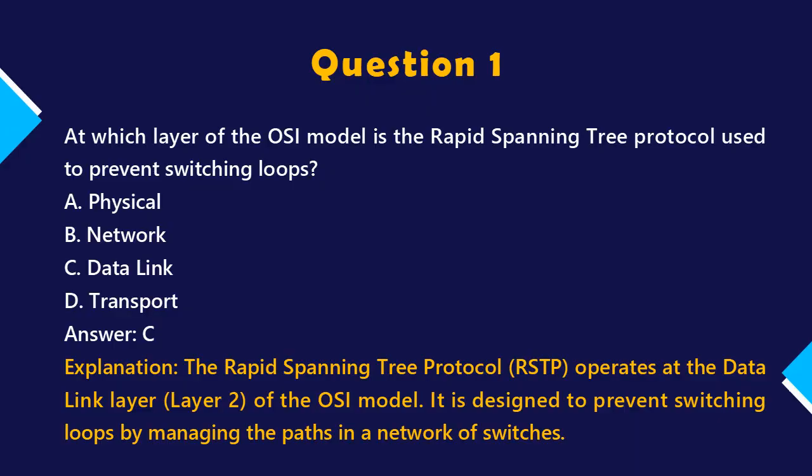Question 1. At which layer of the OSI model is the Rapid Spanning Tree Protocol used to prevent switching loops? A. Physical. B. Network. C. Data link. D. Transport.